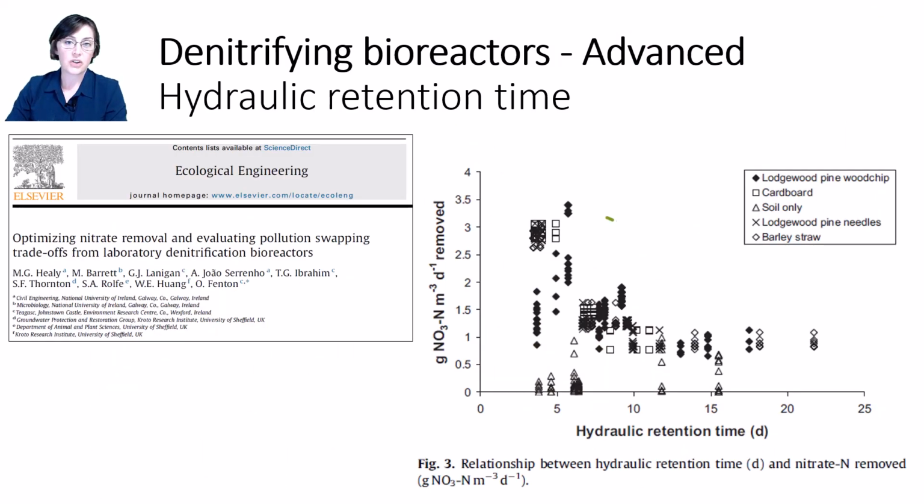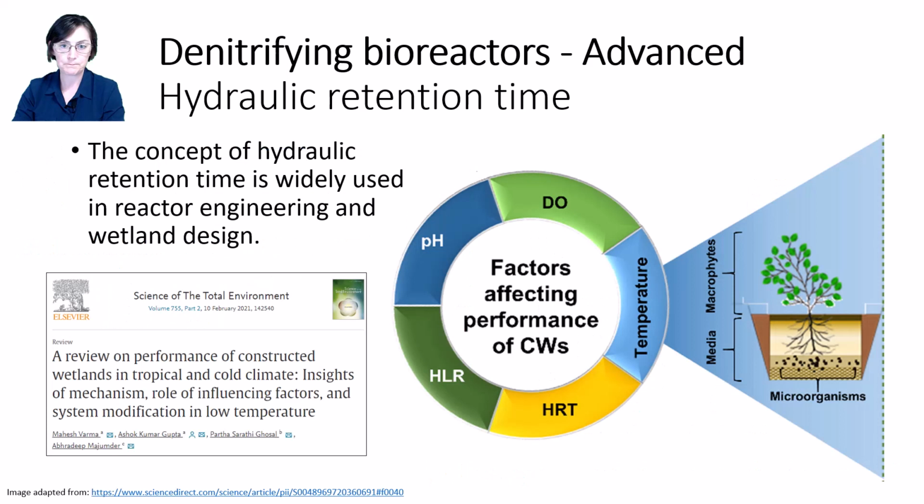This older work here shows the same trend for wood chips as well as other carbon media. You have higher nitrate removal rates when you have a lot of water and a lot of nitrate coming in at higher flow rates. And those higher flow rates correspond, of course, to low HRTs.